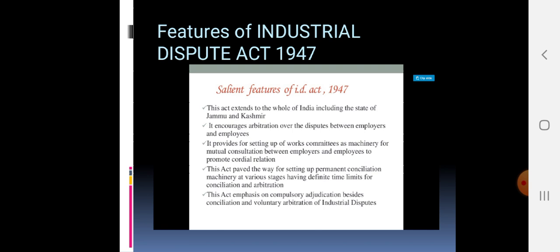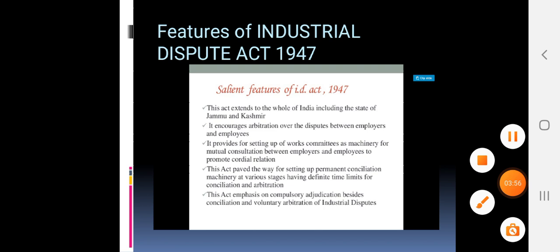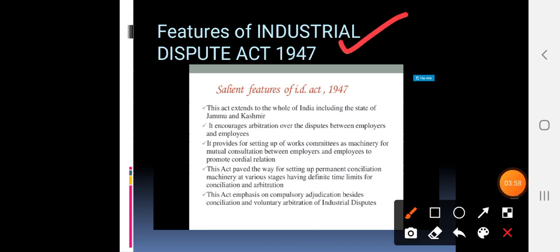I have jotted down some important points while discussing the salient features of the Industrial Disputes Act. Any industrial dispute may be referred to an industrial tribunal by an agreement of the parties to the dispute, or by the state government if it is expedient to do so. Secondly, the award shall be binding on both parties to the dispute for a specified period, not exceeding 1 year. It shall normally be enforced by the government.